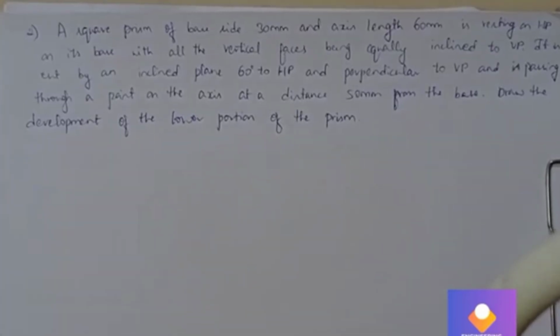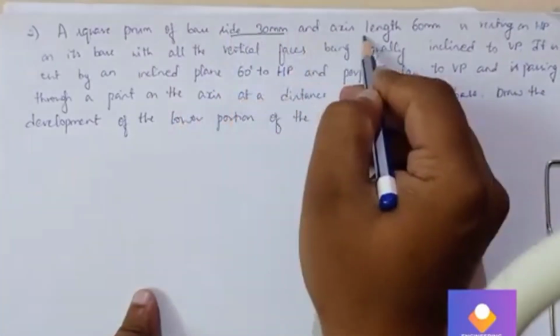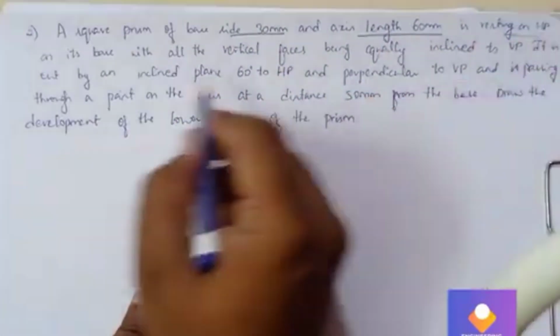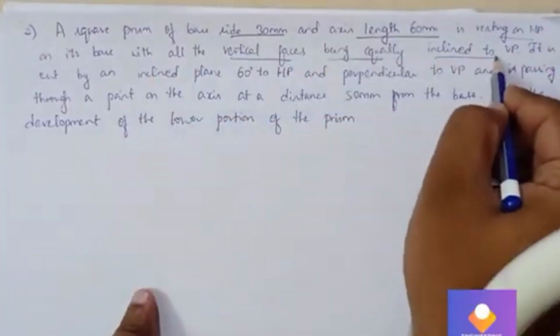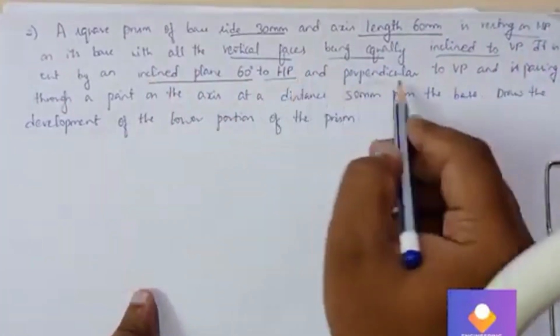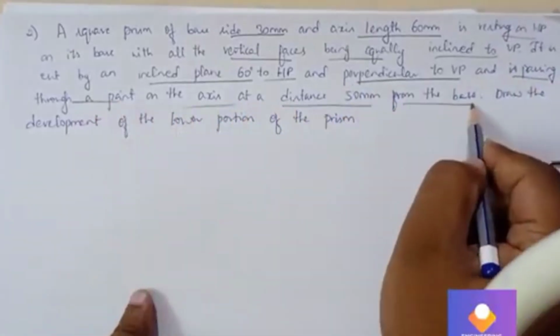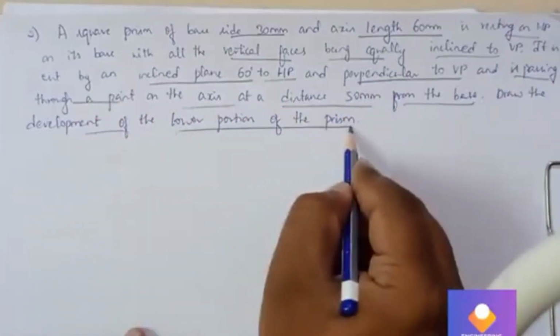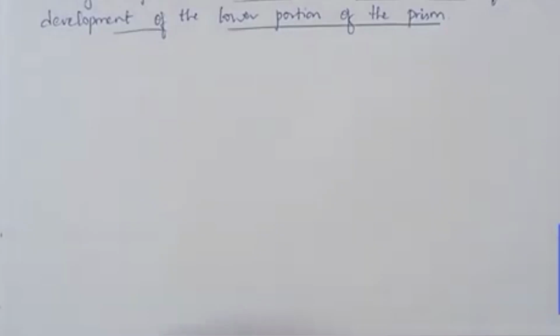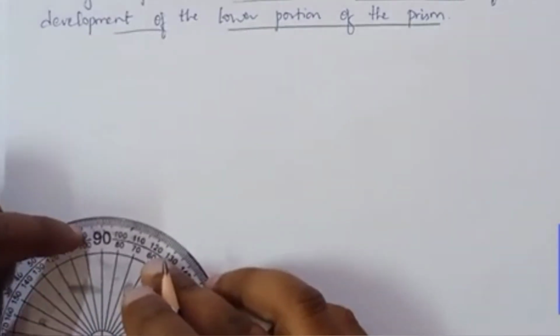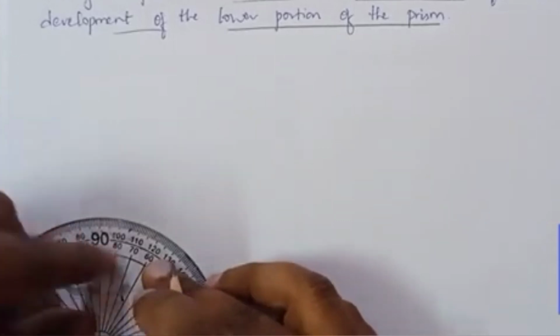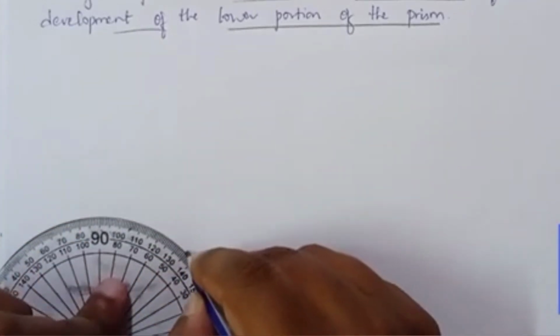A square prism of base side 30 mm and axis length 60 mm is resting on HP on its base with all vertical faces equally inclined to VP. That means we need to construct a square prism of side 30 mm with respect to corner position. The cutting plane is inclined at 60 degrees, perpendicular to VP, and passing at a distance of 50 mm from the base.